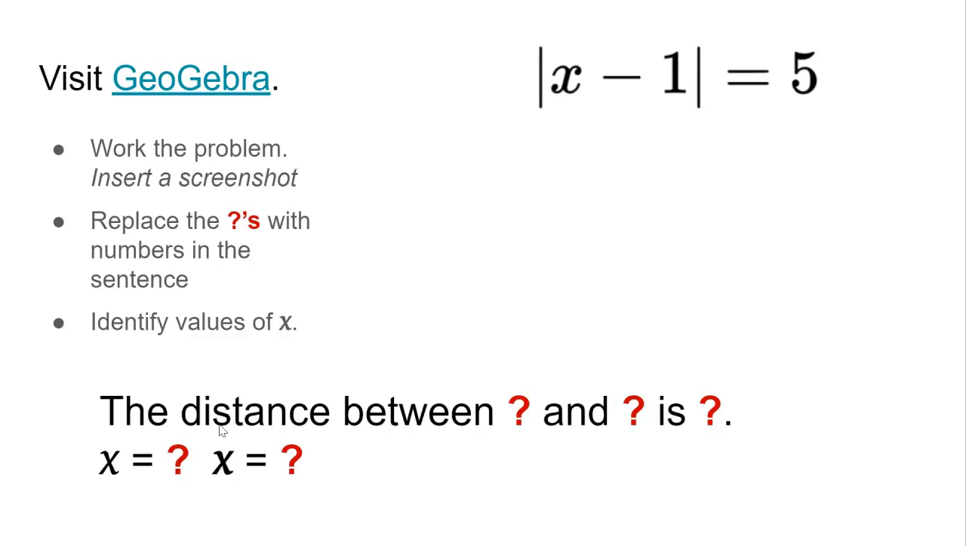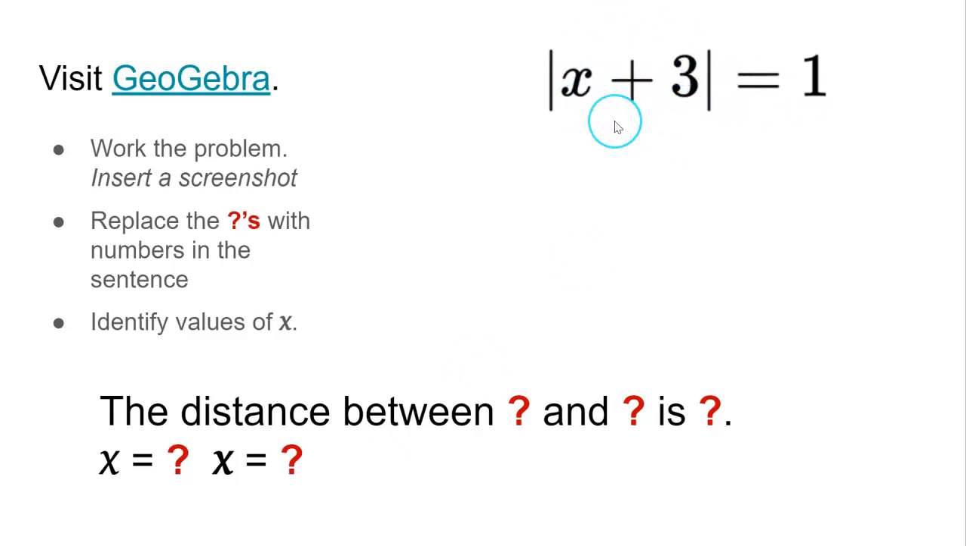All right, and then finally, they're doing this again, but they're creating this one. So they'll use the same GeoGebra thing, create it, and then finish this sentence: the distance between what and what is what, and what are the two values of x. So they're just doing it again. Same distance. Now notice, this time it has a plus sign. So we'll see if they remember. The double negative gives them the plus sign. All right, and that concludes our GeoGebra.